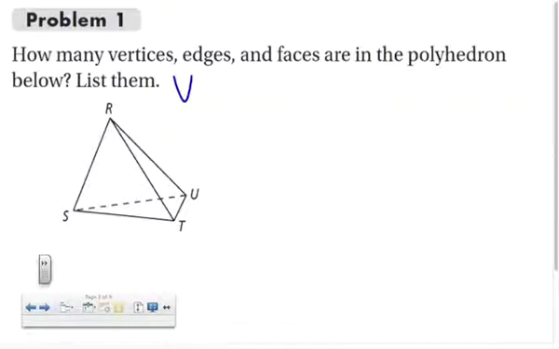So how many vertices does this polyhedron have? How many vertices? It's got 4. They are R, S, T, and U. That's it. They're the points.